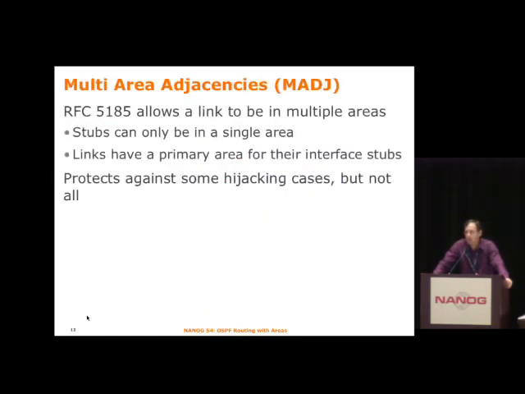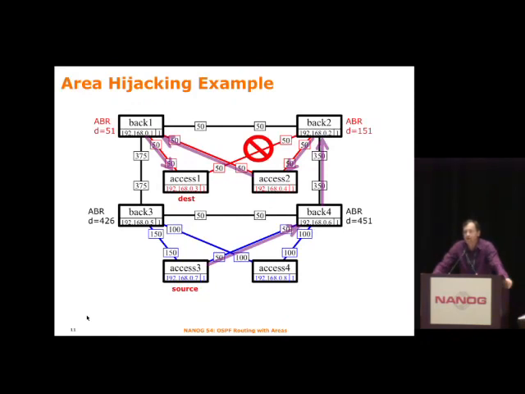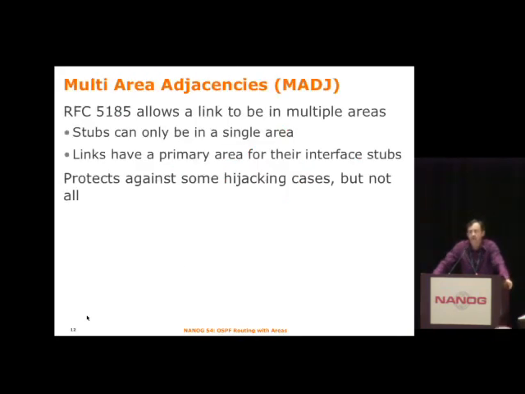So this is a well-known phenomenon. And one of the ways to address it would be if the link between back 1 and back 2, or if you had a parallel link, was in the red area, then it would be able to use that for its route. That creates a problem with trying to create lots of extra parallel links. And so RFC 5185 allowed configuration of a link to be in multiple areas. So stubs still can only be in a single area. Links can be configured in multiple areas, having only one primary area, which is the area where the actual interface IPs are advertised as being in. And so this allows configuration against some hijacking cases, but also adds some complexity.